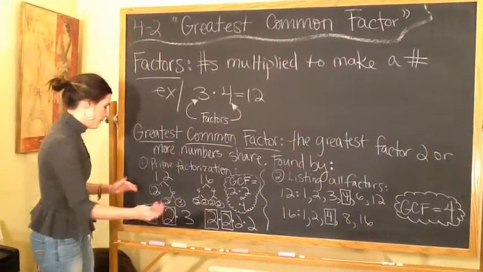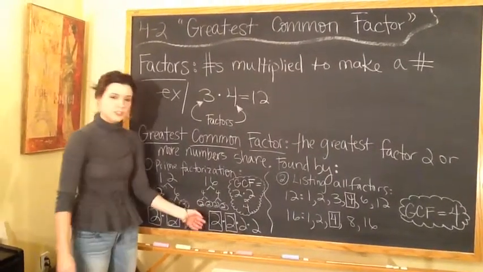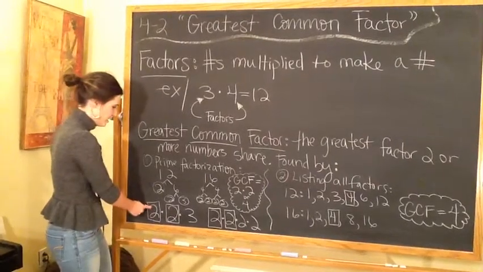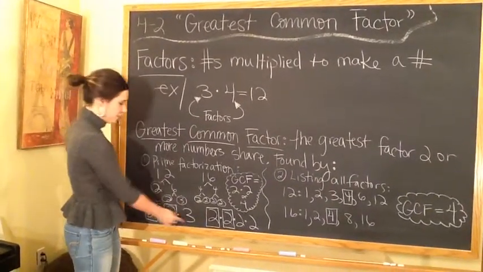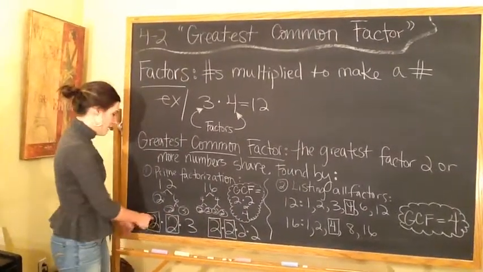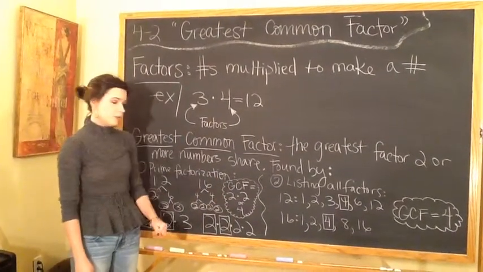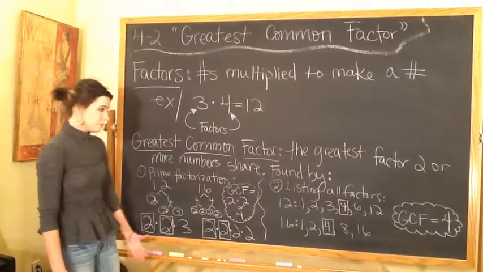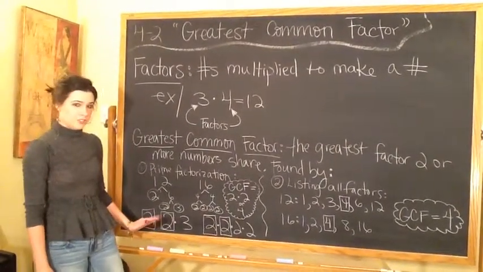Now I looked at the prime factorizations of both numbers, and I circled the numbers that they both have in common. There's a 2 here, there's a 2 there. There's a 2 here, there's a 2 there. There's no 3s and there's no more 2s over here. So that means 2 times 2 is our greatest common factor, or you could say 4 is our greatest common factor. That's the first way of finding the GCF.